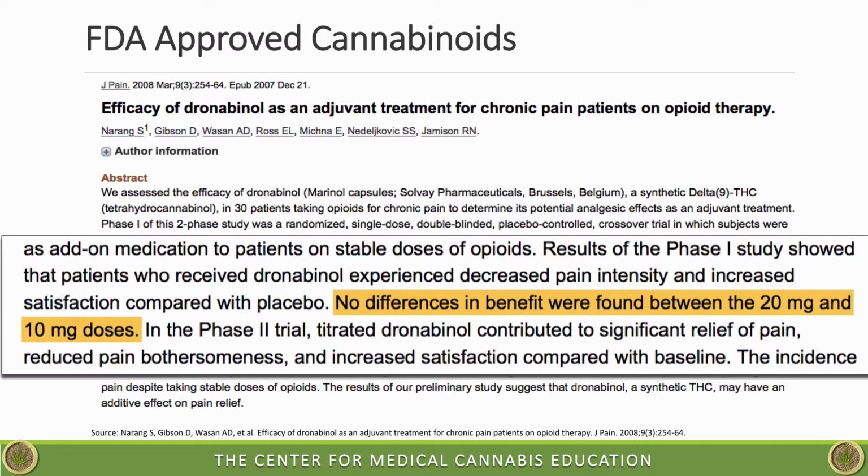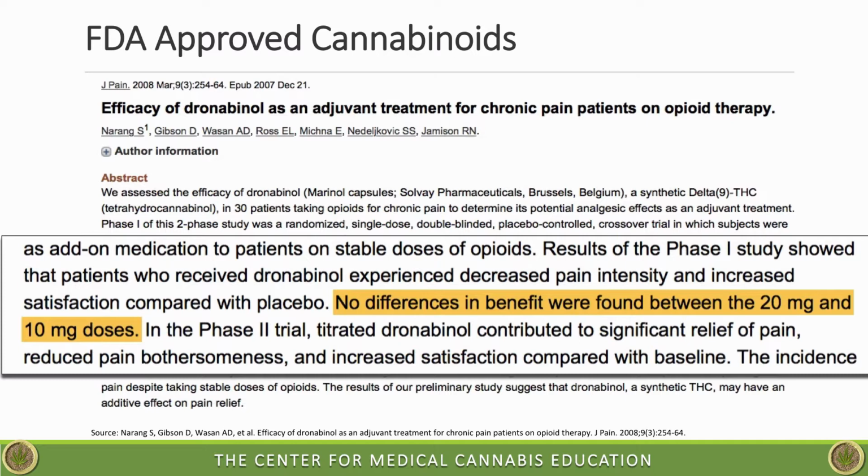So by way of review, we have at least a place to start for oral dosing of isolated THC and isolated CBD for a number of symptoms or medical conditions. But these drugs are not commonly prescribed, and Epidiolex is so new we don't have any prescribing data on it yet.